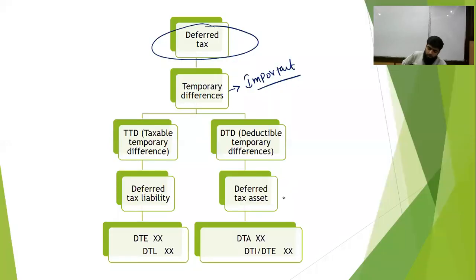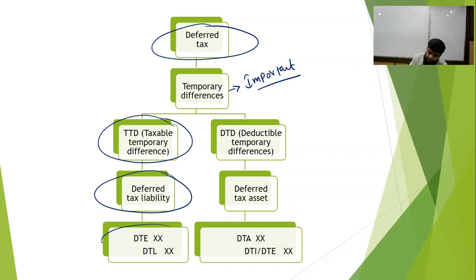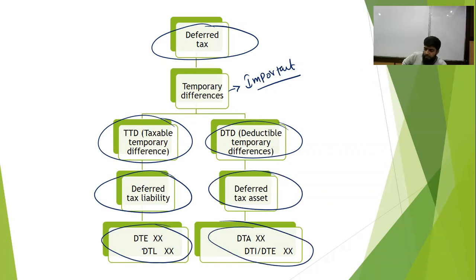Now let's recall temporary differences. If it's a taxable temporary difference, we recognize the deferred tax liability, with the entry deferred tax expense debit and deferred tax liability credit. But if it is a deductible temporary difference, we recognize a deferred tax asset, and the entry will be made in the accounts as deferred tax asset debit and deferred tax expense credit.